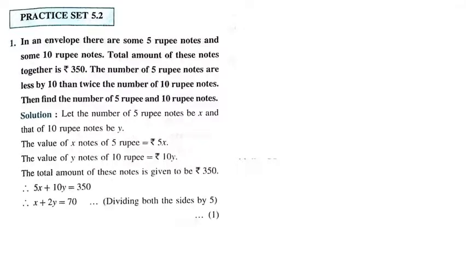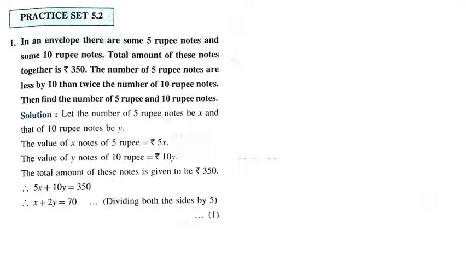Now let's consider the first condition. The total amount of these notes is given to be 350. So total amount means we have to add both the amounts, the 5 rupees notes and 10 rupees notes. So it will be 5x plus 10y is equal to 350. Now if you look at the coefficients of this equation, we have 5 common in all 3 of them. So let us divide the entire equation by 5. So 5x upon 5 will be x.